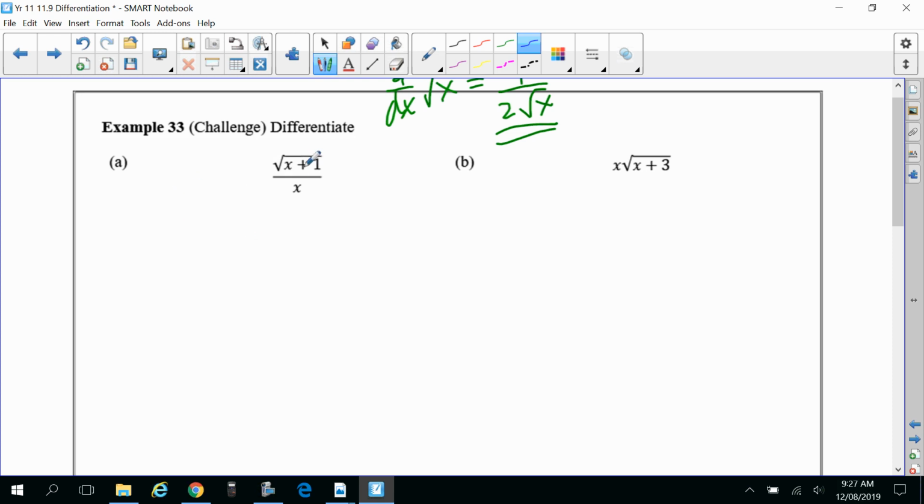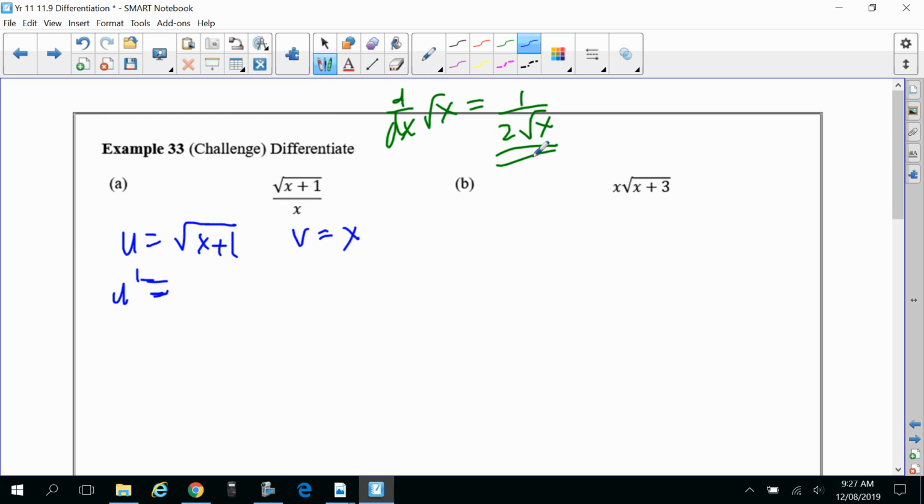So you have to use quotient rule for that. So let's use quotient rule. So u equal to this guy, v equal to this guy, right? U dash, I'm going to use this. Just go 1 over 2 square root of that. It's fast. Oh, what if I can't remember that? That's okay. You just go through the procedure. X plus 1 to the power half, u dash is half x plus 1 to the power of negative half.